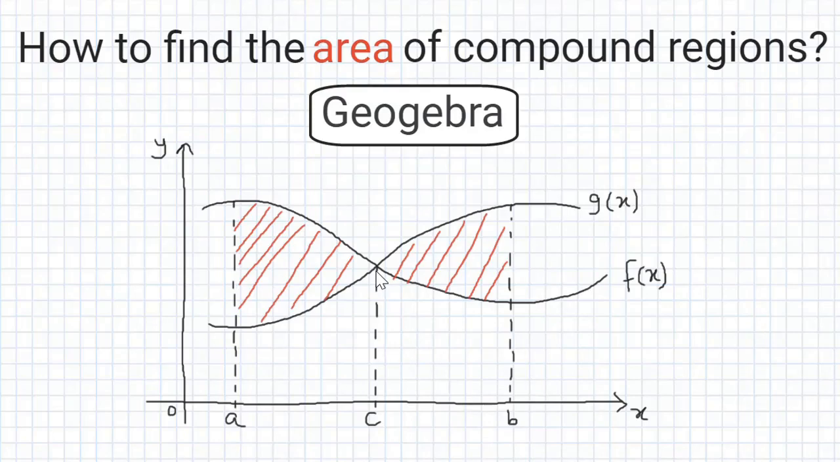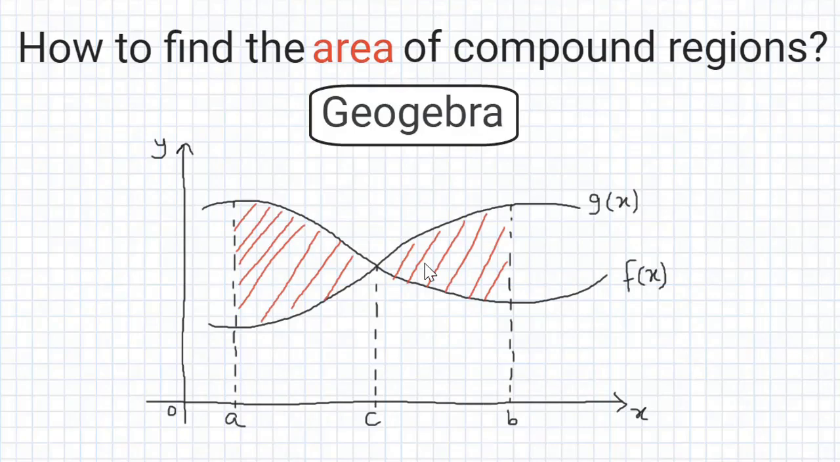Now as can be seen, the function f(x) is greater than g(x) over the interval a to c, while the function g(x) is greater than f(x) over the interval c to b. Now the region that is formed here is called the compound region.